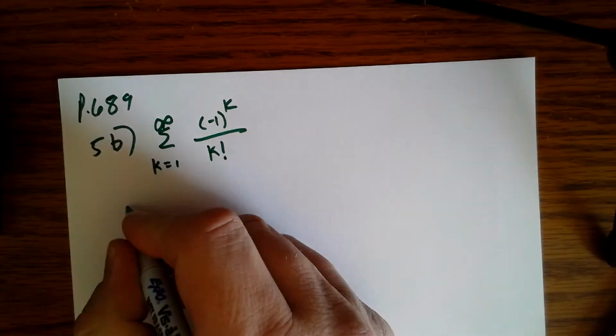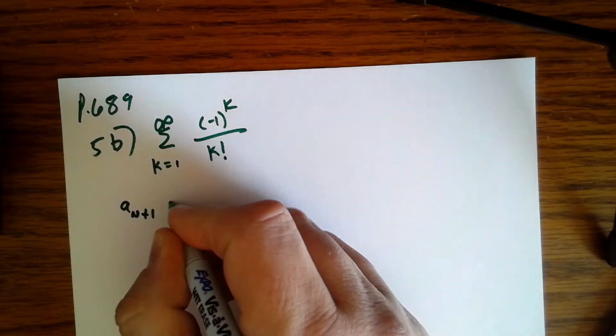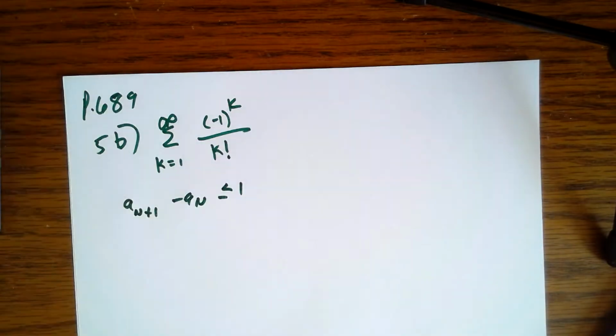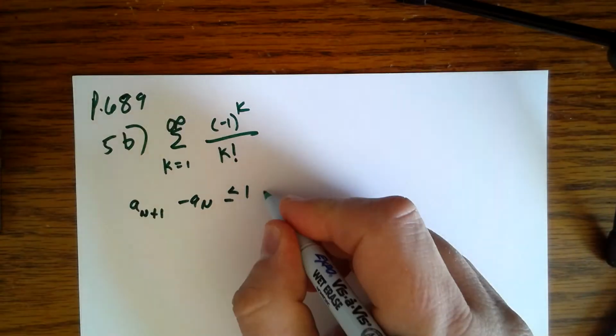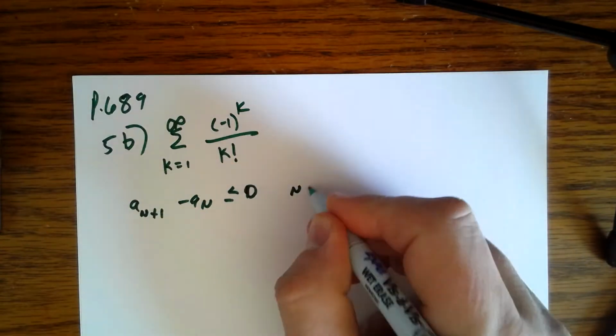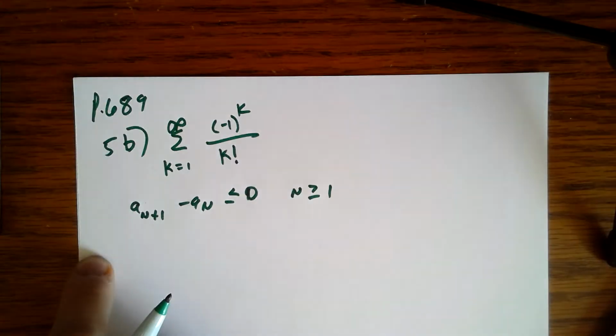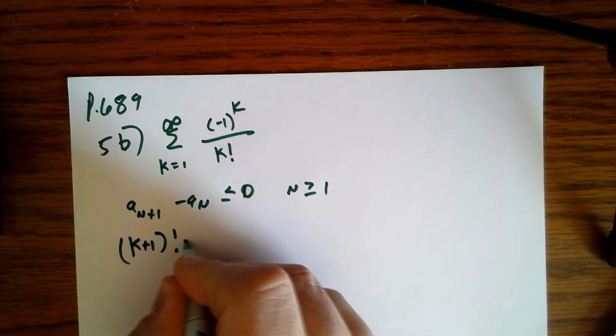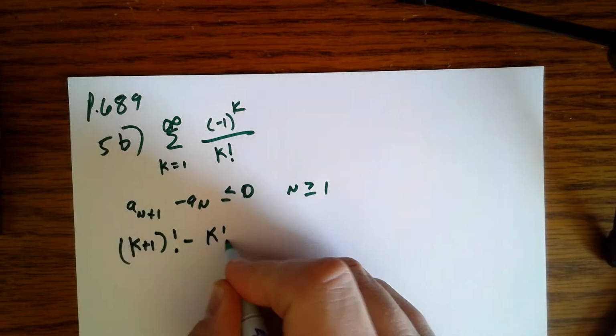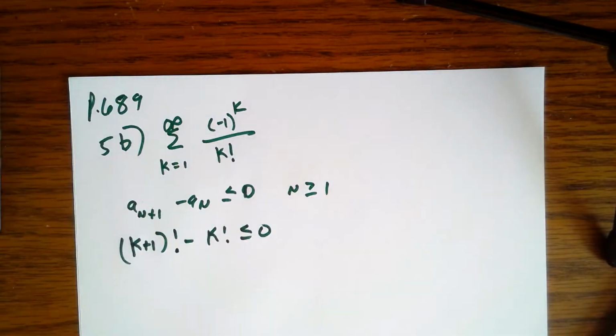The algebraic difference test is where you show that a of n plus 1 minus a of n is less than or equal to 0 when n is greater than or equal to 1. So let's just talk about that if we did it that way for a second, since apparently we've got all the time in the world. That's what we have to show.